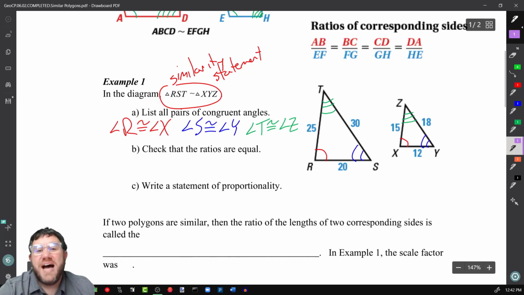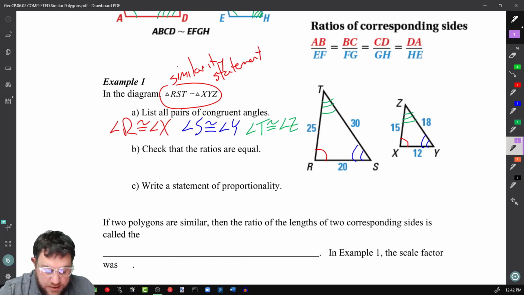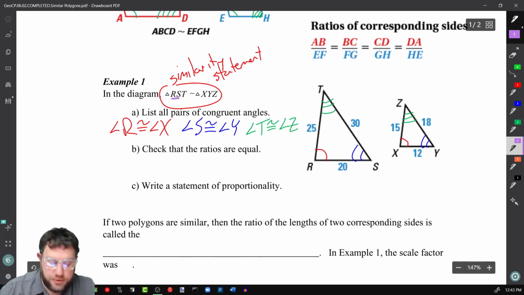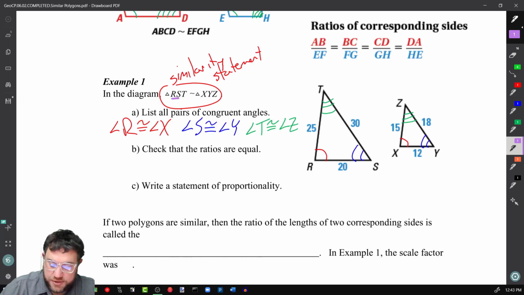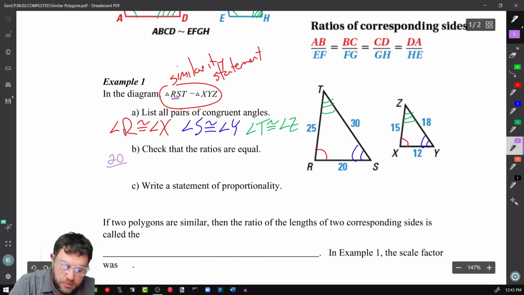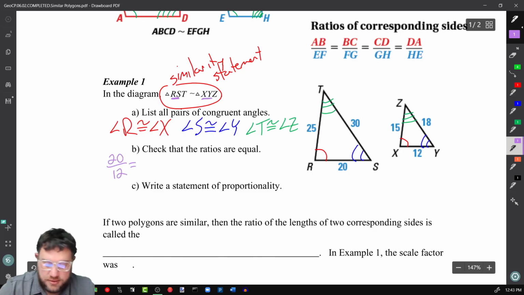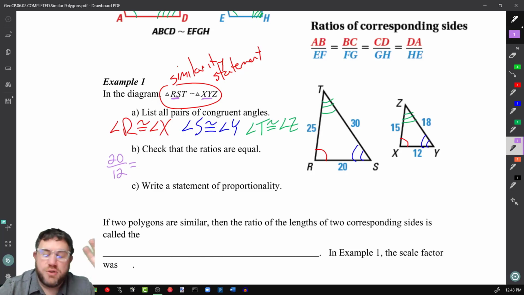Now, when we get to our sides, it's a little more complicated than that. We want to check that the ratios are equal. The way we do this is basically to reduce all of our fractions and make sure we get the same fraction every time. So RS, that's the first two letters in the first triangle, is 20. XY is 12. Now, it doesn't matter whether we've got 20 over 12 or 12 over 20. Either way, we're okay. But we want to reduce that.